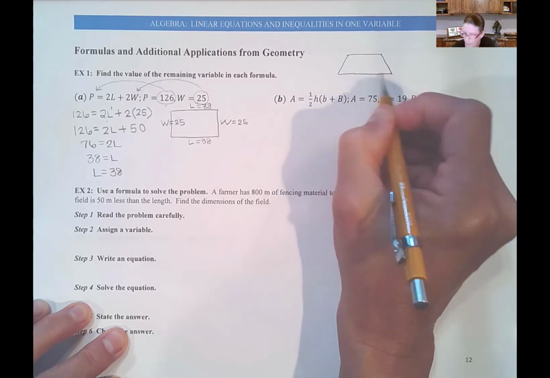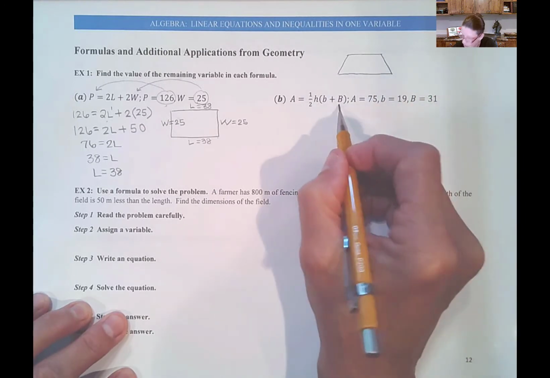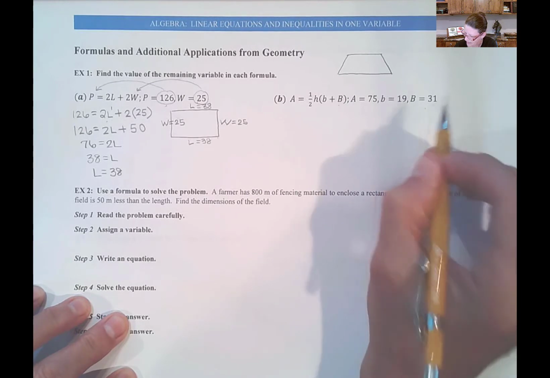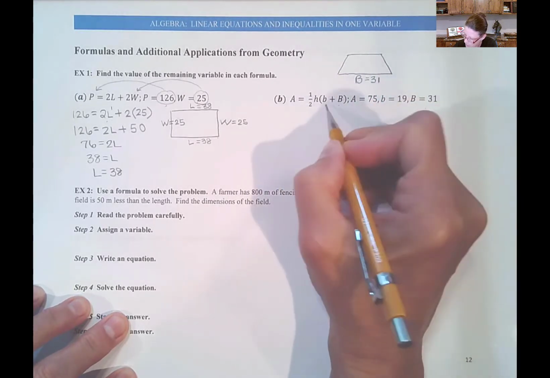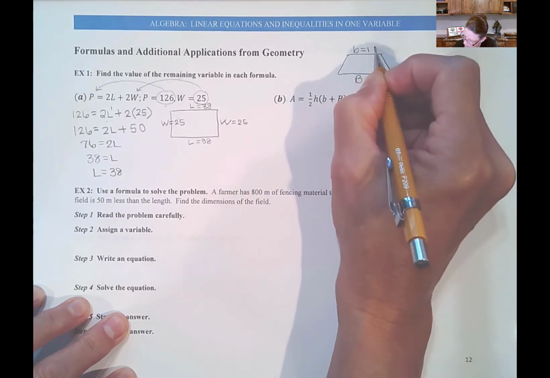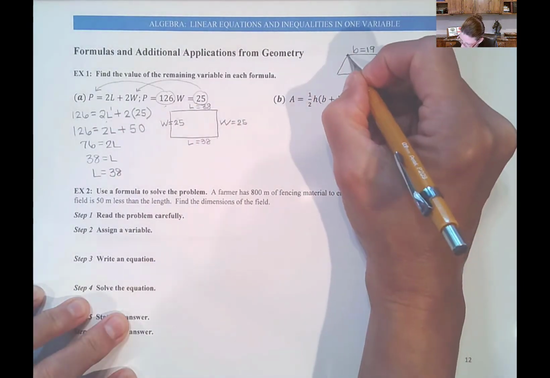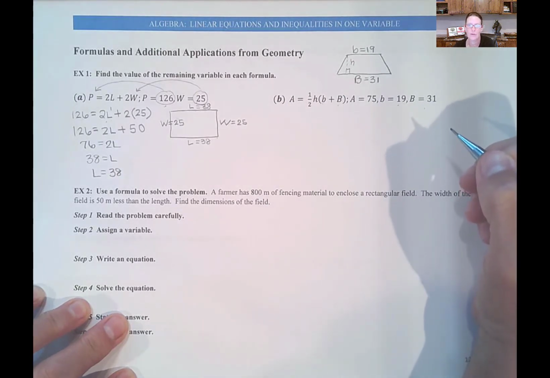Trapezoids have 2 parallel bases and then 2 non-parallel sides. We usually call uppercase B the longer base. We know it has a length of 31 units, don't we? And lowercase b is the shorter of those parallel bases. And just giving you some background here still, h is the vertical height between those bases.